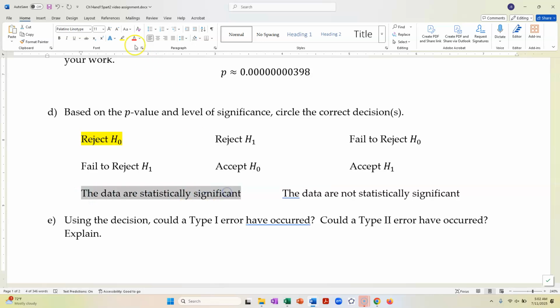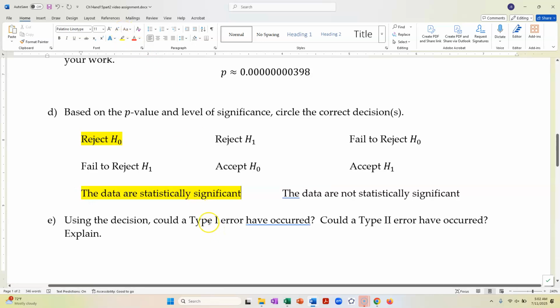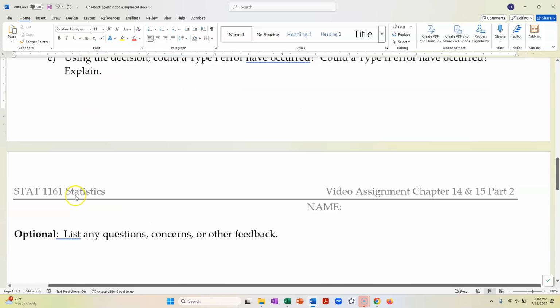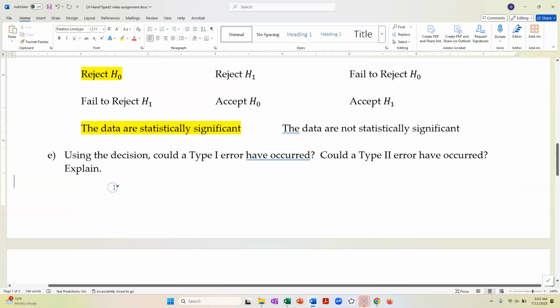But the other thing we can say is that if we find evidence for our new claim, we can say that our data, hey, there's something weird going on here. We need to continue to investigate. The data that we have are statistically significant. There you go. And then the last bit here, type 1 error or type 2 error.